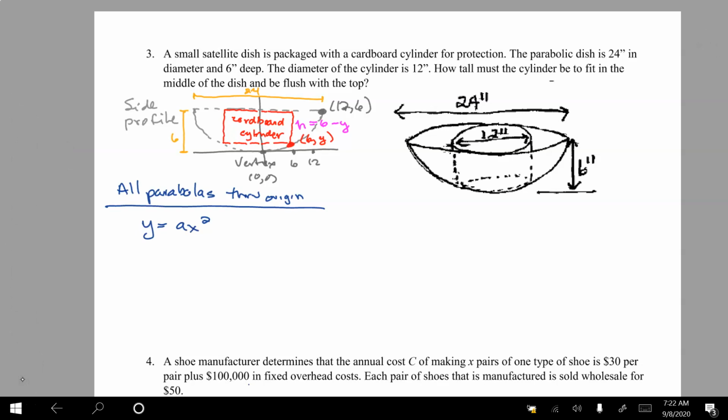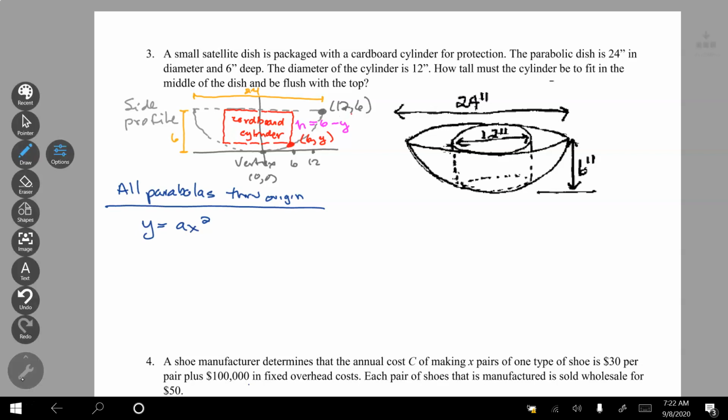And I drew it out, and since the width is 24 and the height is 6, this point way over here is 12, 6. So I'm trying to figure out the height, this pink height. Well, if the cardboard is 12 in diameter, that means this is 6. The y value I don't know yet, but I can use that to figure out the height.